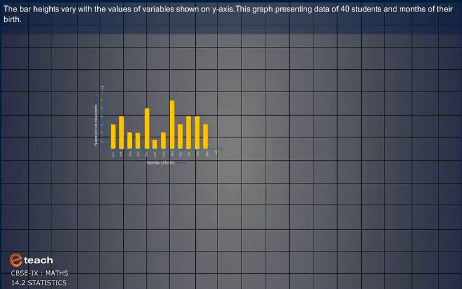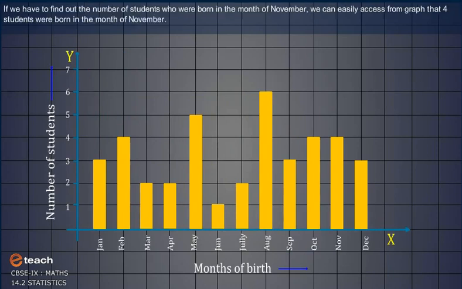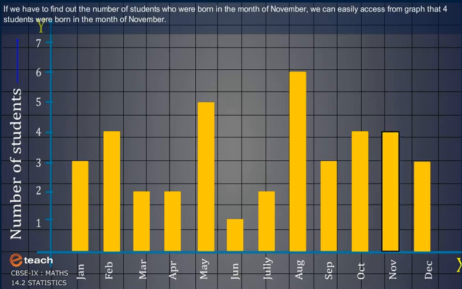This graph represents data of 40 students and the months of their birth. If we have to find out the number of students who were born in the month of November, we can easily access from the graph that 4 students were born in the month of November.